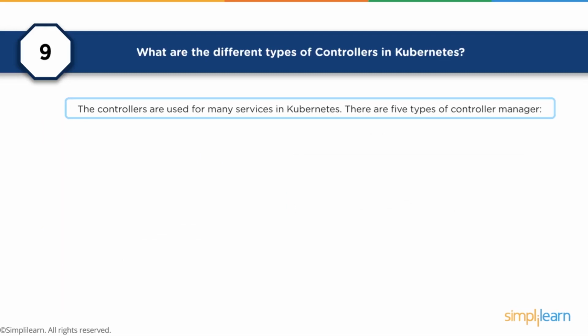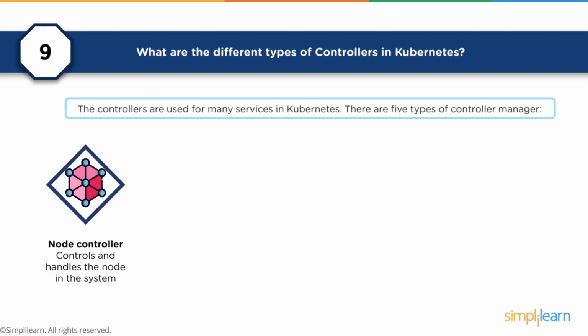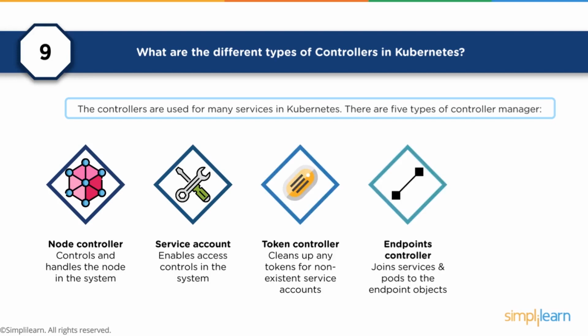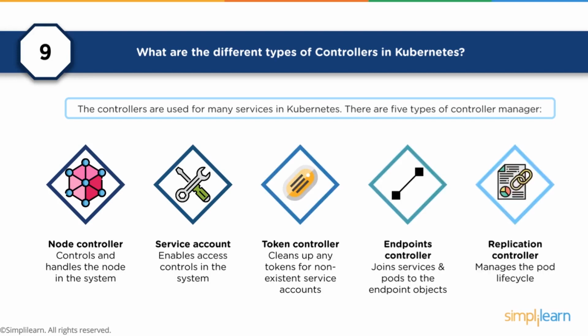So let's talk a little bit about what are the different types of controllers in Kubernetes. And there are 5 types of controller manager. You have the node controller, the service account, the token controller, the endpoint controller, and the replication controller. And so the node controller controls and handles the node in the system. The service account enables access controls in the system. The token controller cleans up any tokens for non-existent service accounts. The endpoint controller joins services and pods to the endpoint objects, and the replication controller manages the pod lifecycle.